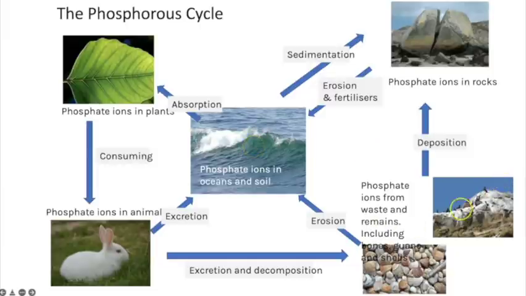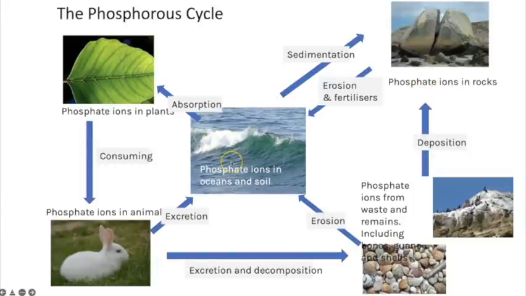The other thing you can have, which we can see in this image, is guano. And guano is from bird feces, and it's this white layer you can see on the rocks. So it's a type of excrement which is really rich in phosphate ions. Deposition is when we get phosphate ions building up to create the rocks, and that also links to sedimentation over here.